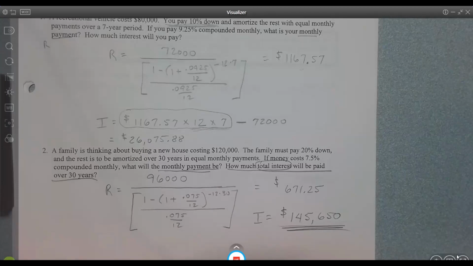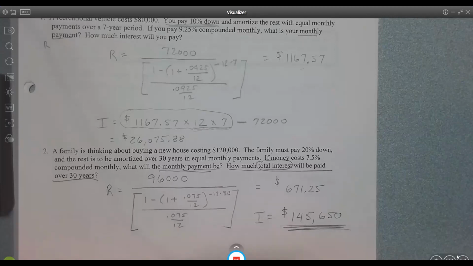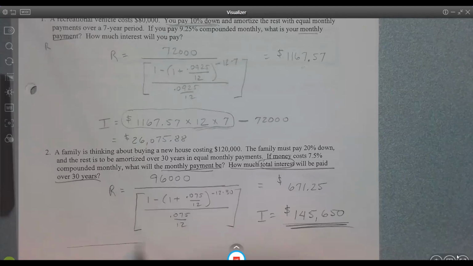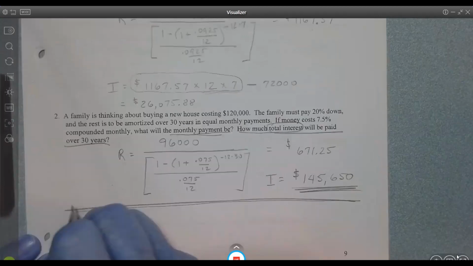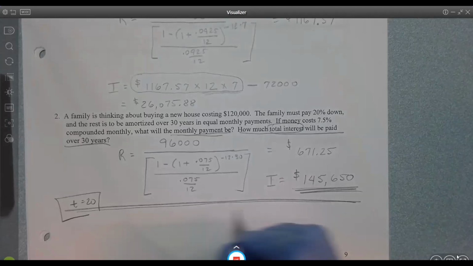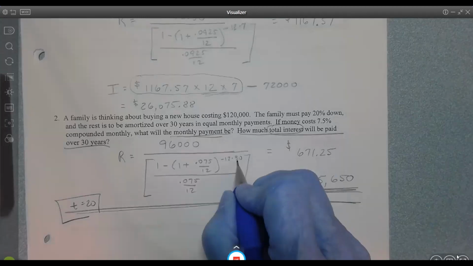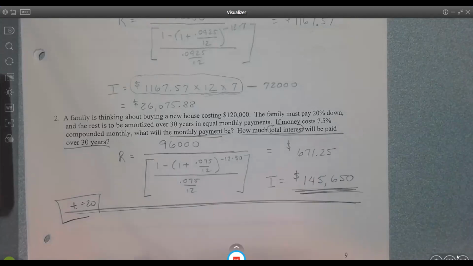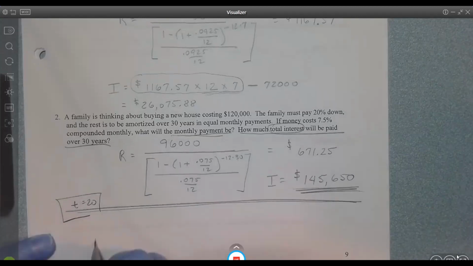I do want to change this just slightly. And instead of 30 years, let's just try 20. Let's just see what would happen if my time was 20. So everything pretty much is the same, except I'm going to have 20 right here instead of 30. Is that all right? So I'm going to imagine 20 there and redo this problem. I'm going to find out what the monthly payment would be.